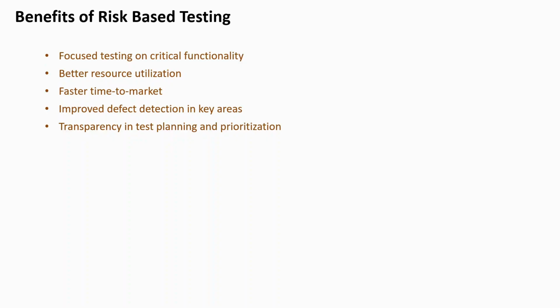Now you know how to implement risk-based testing. It is important to understand the benefits of risk-based testing. This testing is focused on critical functionalities, thereby it saves you a bit of time. Better resource utilization, faster time to market, improved defect detection in key areas because of our prioritization, transparency in test planning and prioritization. These are some of the key benefits that we can get by implementing risk-based testing in your project.